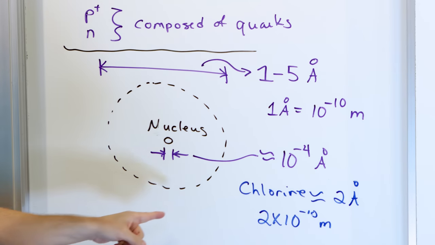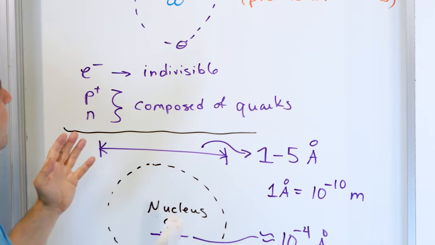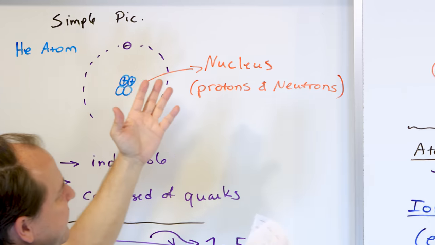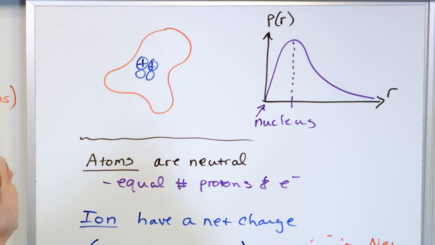Incredibly small here. Chlorine, we said, is about 2 angstroms in terms of its diameter. And then we said this model is useful, but really these electrons are not balls that orbit like this. These electrons are really waves, and they're vibrating and waving around the atom.